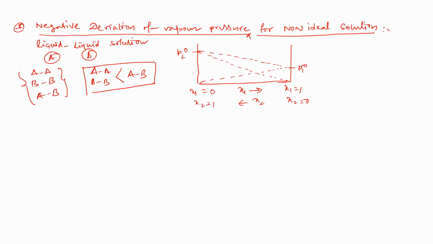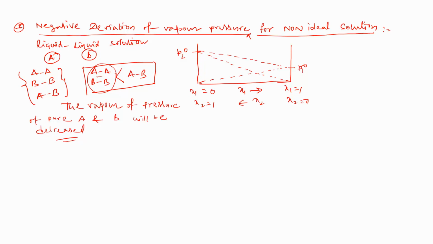So this attractive force is weaker. The solute attractive force and solvent attractive force are weaker. So when that attractive force is weaker, that means the vapor pressure of the pure A and also the B will be decreased. So those vapor pressures will show the negative deviation.